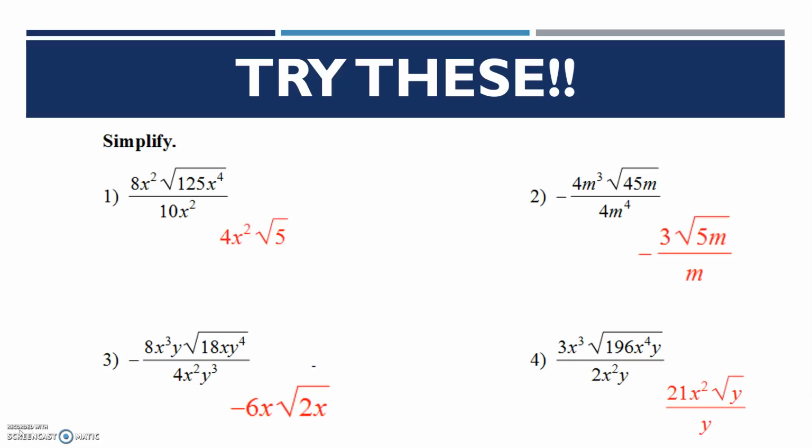So here are the correct answers. I hope you did well. If not, ask your teacher and go ahead and start working on that practice.